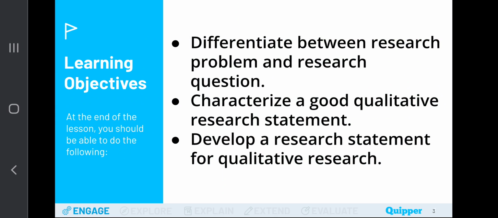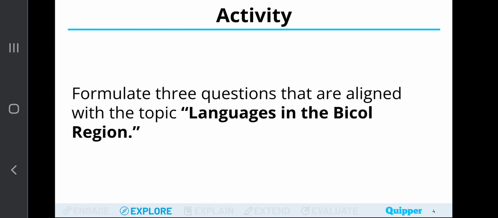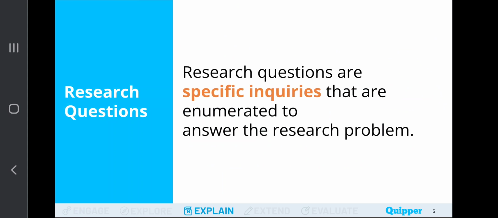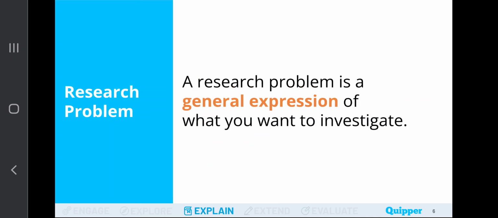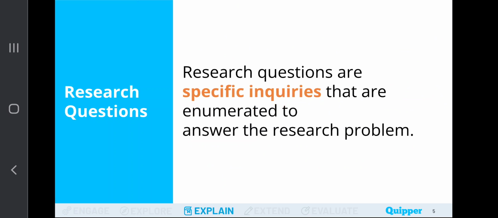Now, if there are activities in this lesson that may not be included in this discussion, just refer to your modules in Quipper. Now, let's begin with this concept. Research questions are specific inquiries that are enumerated to answer the research problem. Take note of that. A research problem is a general expression of what you want to investigate. Again, let's go back to that a little bit.